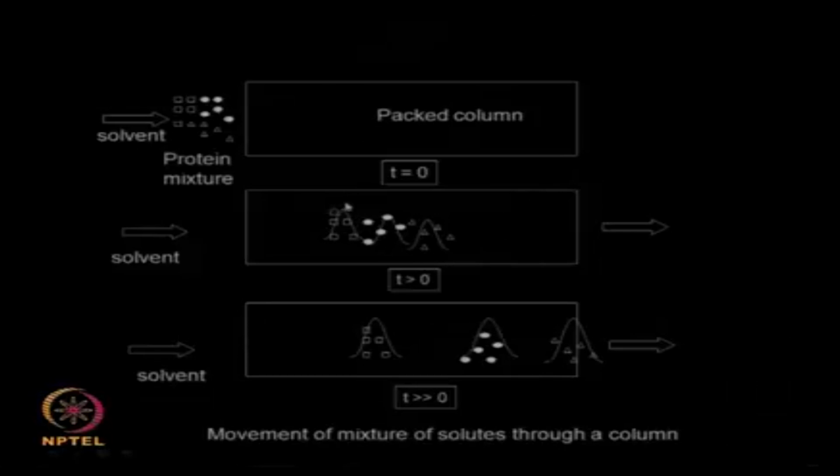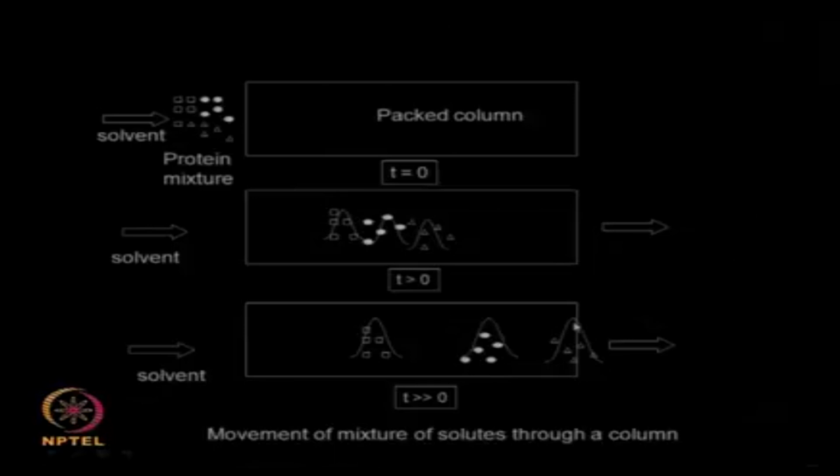Or it could be a polar interaction. So proteins which have very high polarity will interact much more with the stationary phase, so they will travel slowly, whereas proteins which have less polar groups on their surface will not interact much with the stationary phase, so they will travel faster. So slowly as this protein mixture travels through the column, they get separated, and the protein which has the least interaction with the stationary phase will come out first.